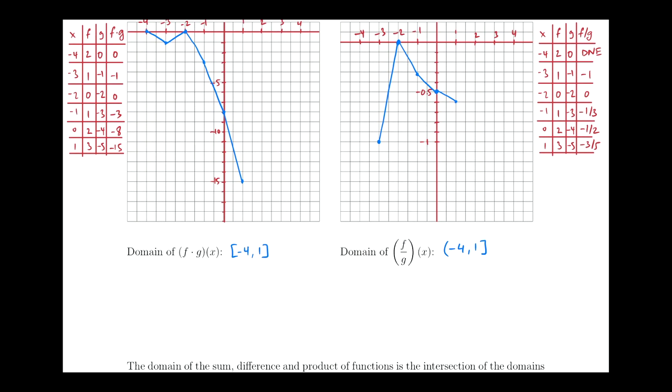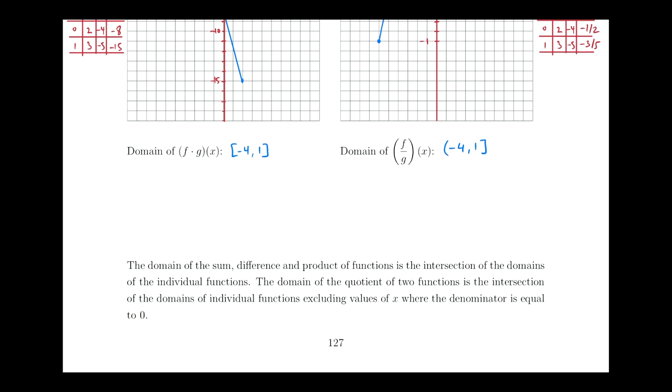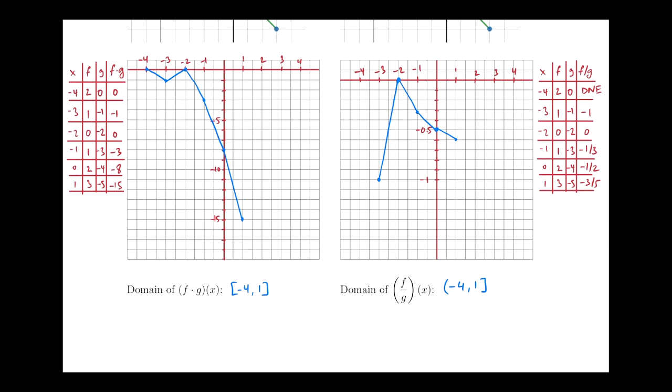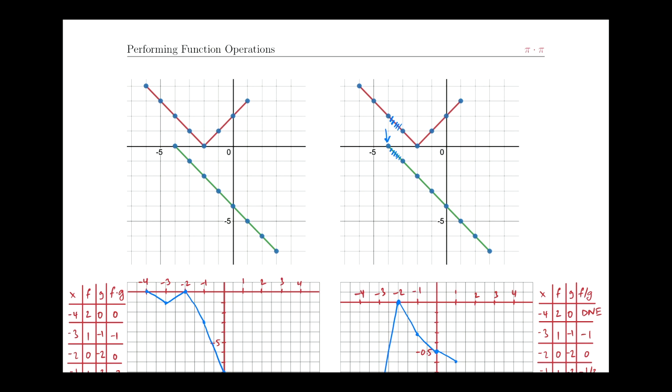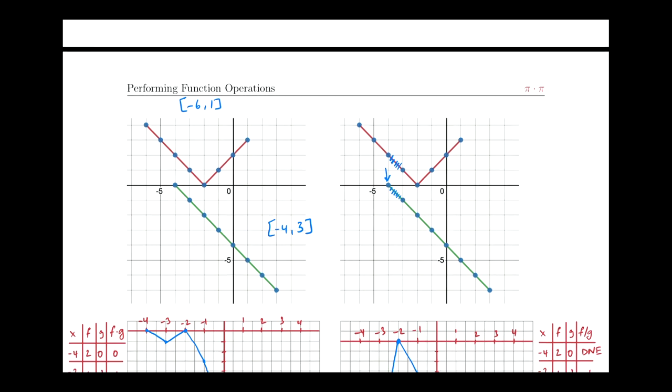And that's about it. So hopefully, one of the things that you're able to observe from here is that when you're finding the domain of the sum, the difference, or the product of two functions, it's the intersection of the domains of the individual functions. So if we look at, for instance, this last example here, the domain of f was negative 6 to 1, and the domain of g was negative 4 to 3. If we were to graph this on a number line, negative 6, negative 4, 1, and 3, negative 6 to 1 would be this distance, or that interval.